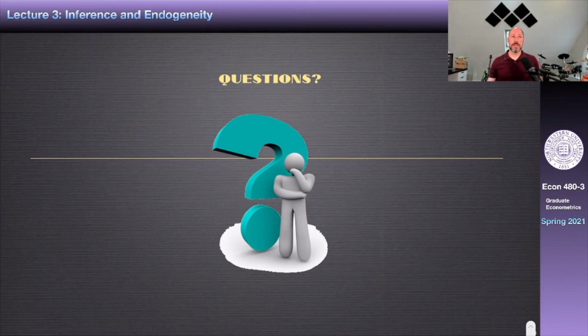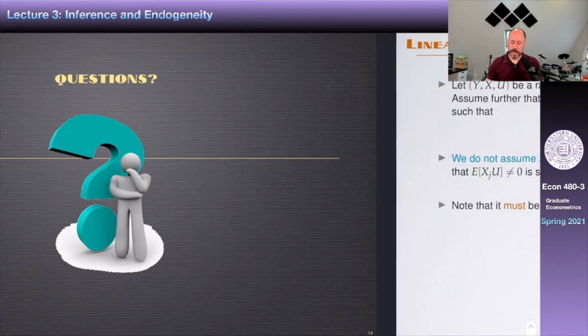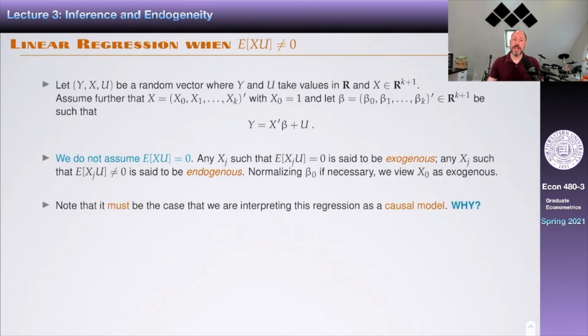All right, let's move on to the next topic, which is linear regression when the expected value of xu is not 0. We're going to consider the same setting we considered before. I told you that you were going to get tired of looking at this over and over, where we're going to be using this through the year, or the quarter at least. Let (y, x, u) be a random vector. Again, y and u are scalars, x is a vector. X includes a constant term, x0. Beta is of dimension k plus 1 as well, and includes a constant term. And we can write the model as y equals x prime beta plus u.